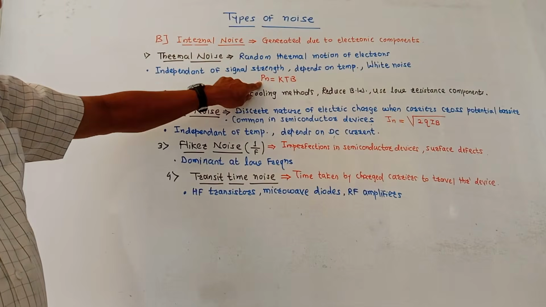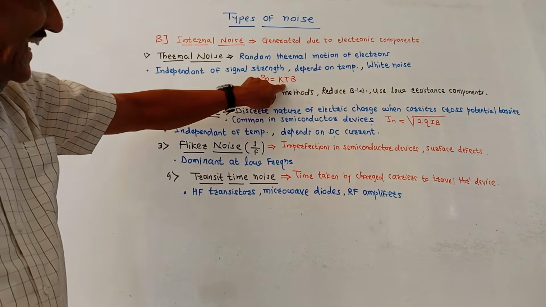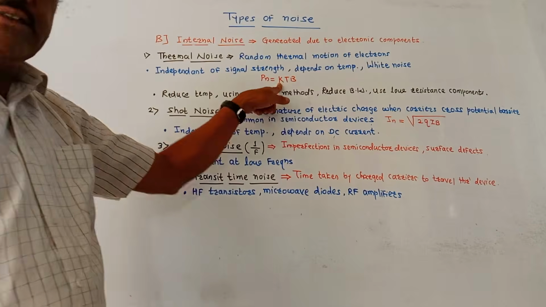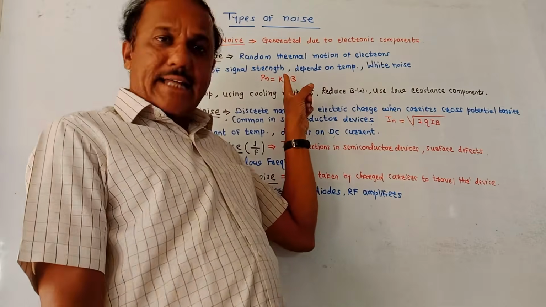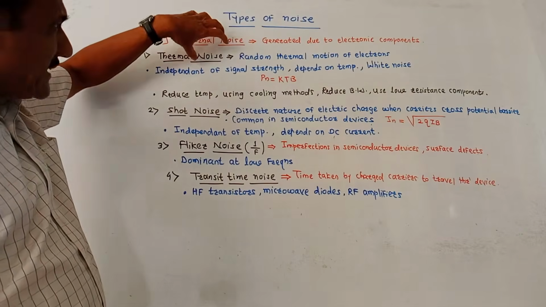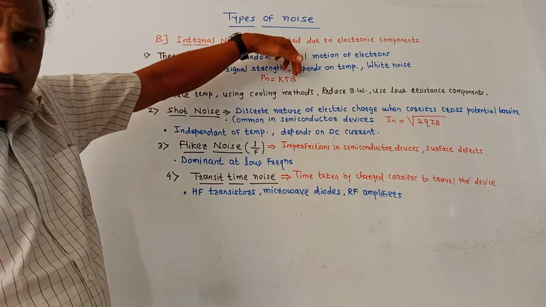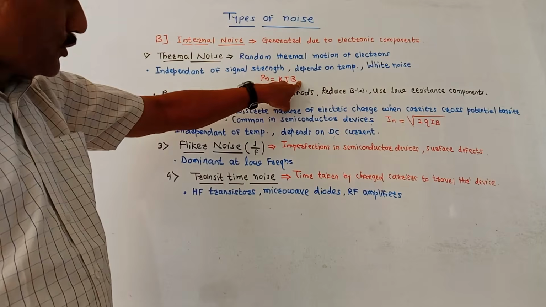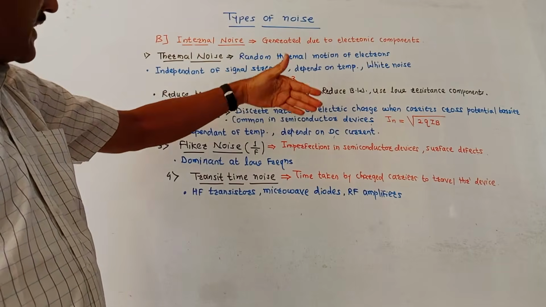Mathematically, it is expressed as Pn, that is thermal noise, is KTB, where K is the Boltzmann's constant, T is the absolute temperature, B is the bandwidth. Now, to reduce this type of thermal noise, it can be very simple from this equation itself. If you reduce B, that is bandwidth, this type of noise can be reduced.